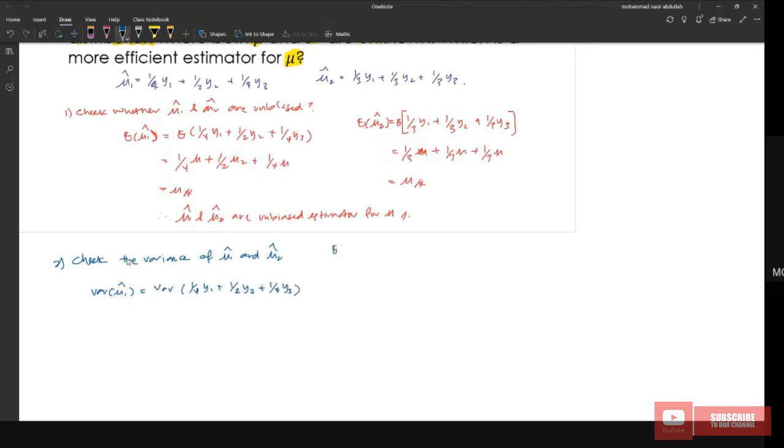We know that the variance of y is equal to sigma squared, and we know the expected value of y is equal to mu, right? So this one should be equal to 1 over 16 sigma squared plus 1 over 4 sigma squared plus 1 over 16 sigma squared. So the variance of mu1 hat is 3 sigma squared over 8, which is equal to 0.375 sigma squared, right?